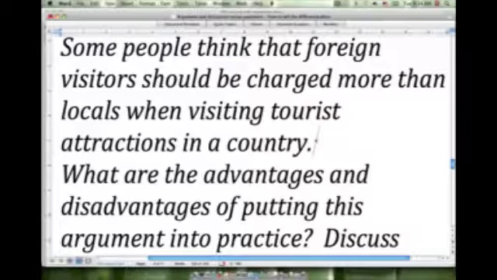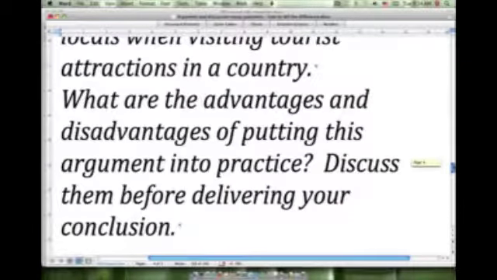"What are the advantages and disadvantages of putting this argument into practice? Discuss them before delivering your conclusion." Okay, so here we have advantages and disadvantages. So we're going to write in a discussion essay style. We're going to make one of our supporting paragraphs the one that illustrates the advantages of this argument, and the second supporting paragraph is going to illustrate the disadvantages of this argument.